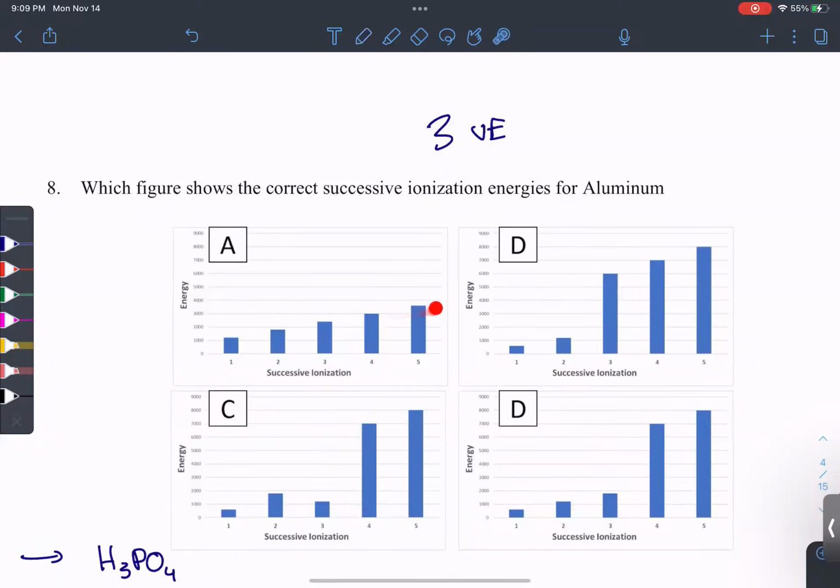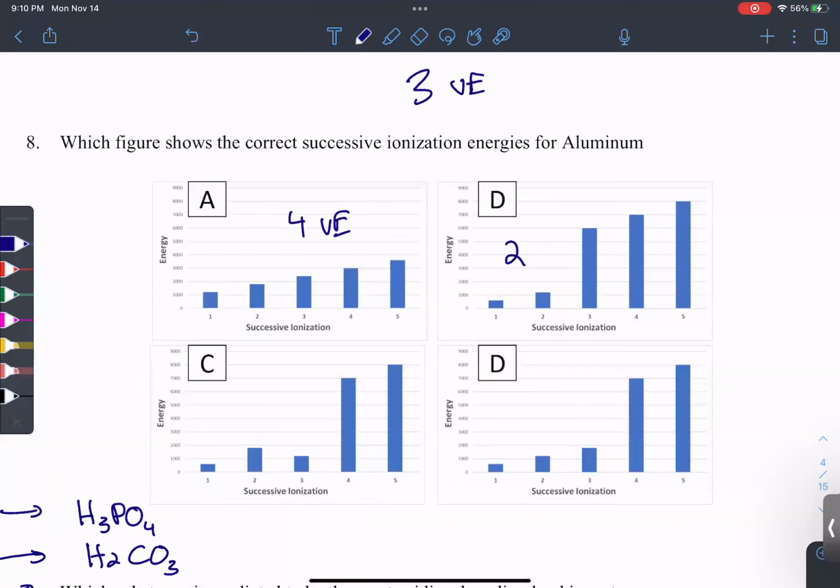So A, it's not clear how many valence electrons there are here. Maybe there's 4, I don't know, but it's not the correct graph. Graph D is showing how many valence electrons? 2. But isn't the problem that both C and D show 3 valence electrons? Yeah, but there's a problem with one of them. One is more right than the other. Actually, one of the graphs is impossible. It can't happen. D shows 3 successive small energies and then 2 large ones. C shows 3 small ones, but what's the difference? It goes up, then down.